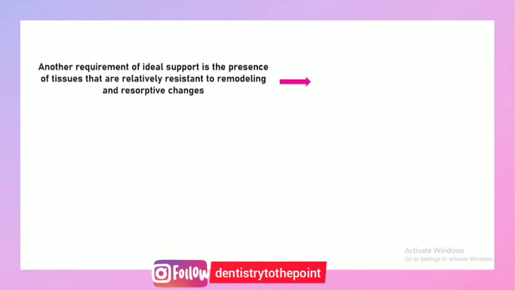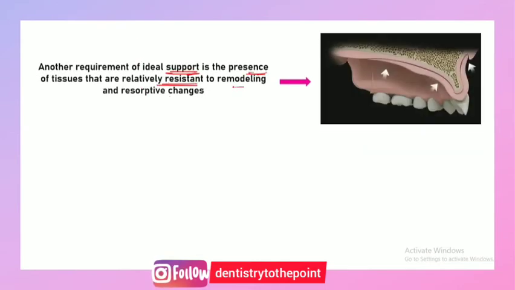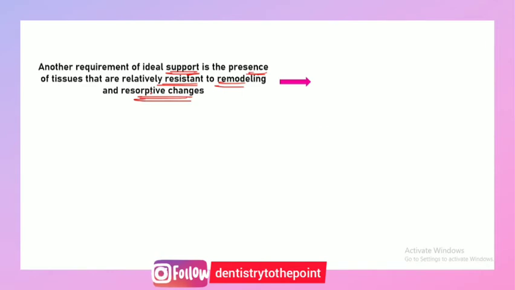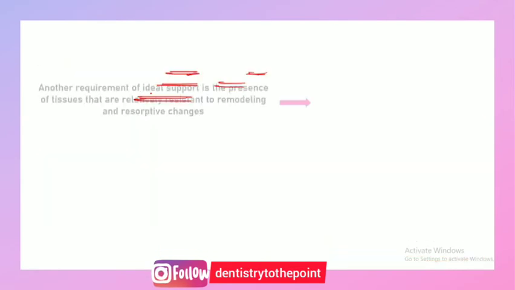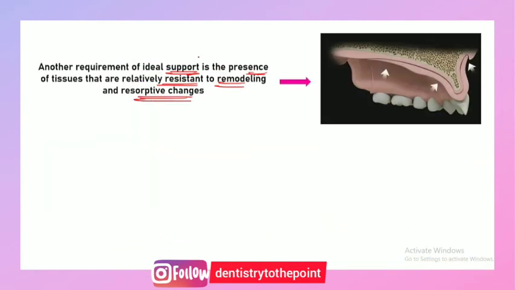Now another requirement of ideal support is presence of tissues that are relatively resistant to remodeling and resorptive changes. Now here I am going to talk about the hard tissues. Till now we were discussing about the soft tissues. Now moving on to the hard tissues, that is, there should be some tissues or bony landmark that is resistant to remodeling as well as resorptive changes.